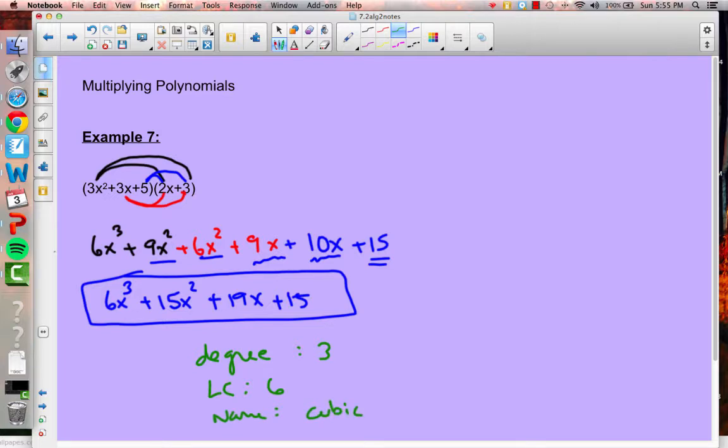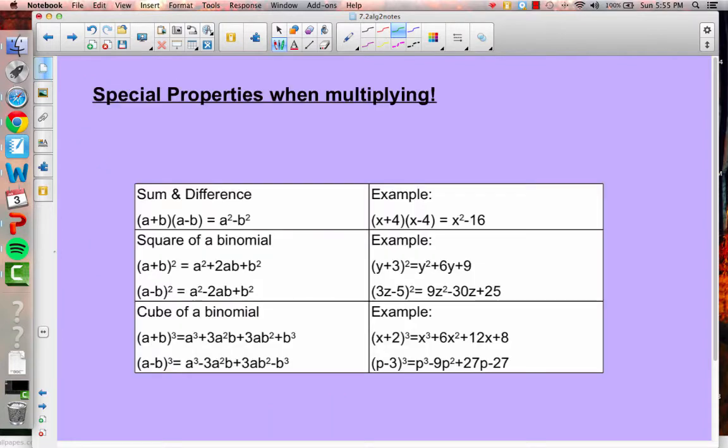Right. Now the last thing I want to show you, I would definitely write these rules down. This is going to save you a lot of time when we get into more complicated problems. This is the special properties with multiplying. So pause the video if you need, copy down this table. Basically it's shortcuts rather than having to FOIL or write a bunch of things out and then FOIL.